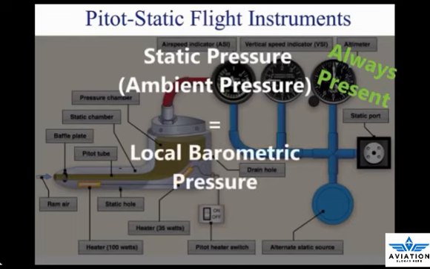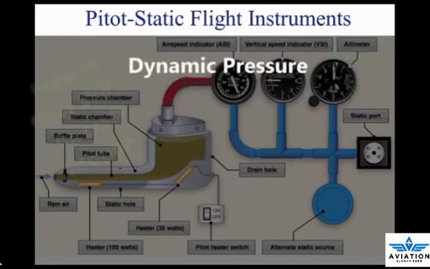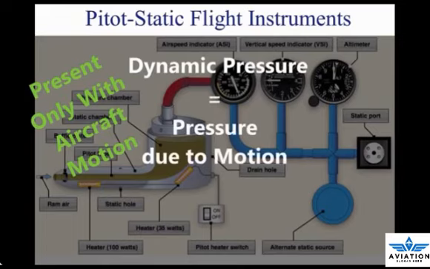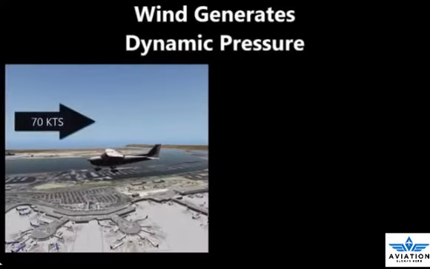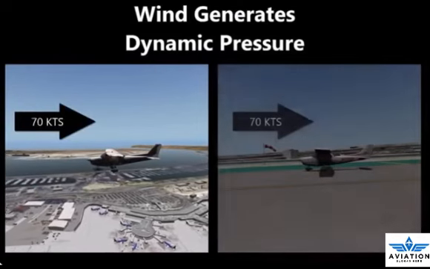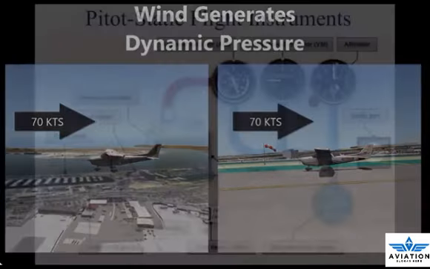It is simply the barometric pressure in the local area. Dynamic pressure is present only when an aircraft is in motion. Therefore, it can be thought of as a pressure due to motion. Wind also generates dynamic pressure. It does not matter if the aircraft is moving through still air at 70 knots or if the aircraft is facing a wind with a speed of 70 knots. The same dynamic pressure is generated.